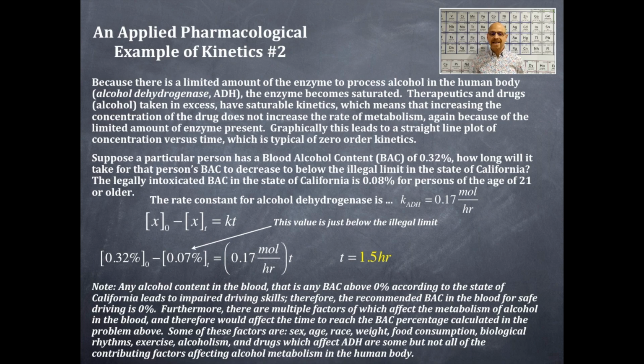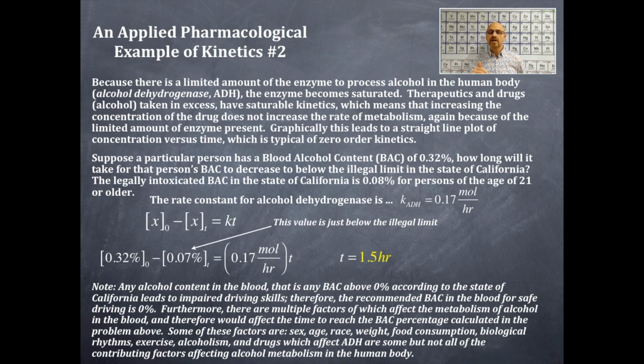A little note on this here. Any blood alcohol content above 0%, according to the state of California, leads to impaired driving skills. Therefore, the recommended blood alcohol content for safe driving is 0%. Furthermore, there are multiple factors which affect the metabolism of alcohol in the blood, and therefore would affect the time to reach the blood alcohol content percentage calculated in this problem above.